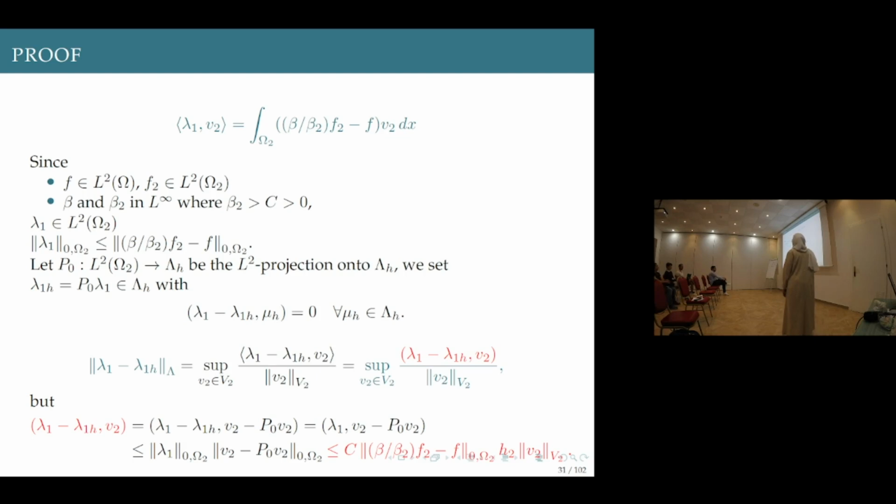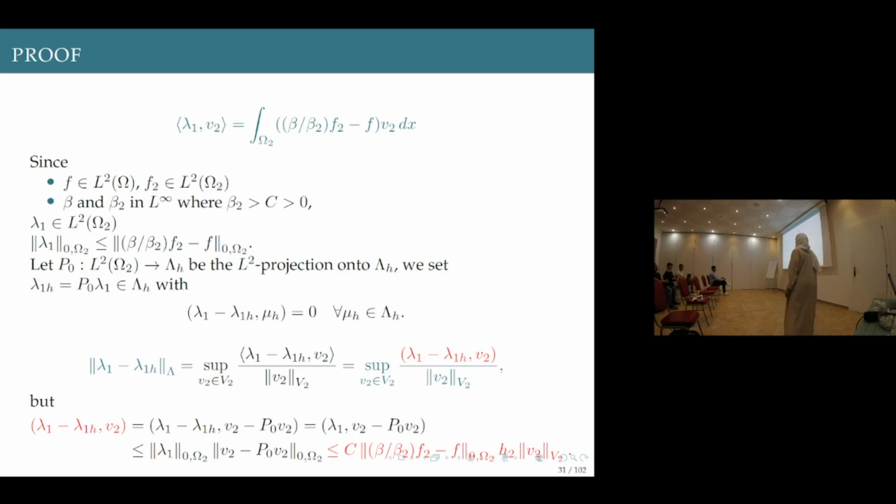So we end up with the L2 scalar product of lambda 1 and v2 minus the projection of v2, which is bounded by the L2 norm of the first argument times the L2 norm of the second argument. This one is obvious, I think. It is bounded by h^2 times the H1 norm of v2. This one we already found before. It's bounded by the L2 norm of this quantity. So that was the easier part.